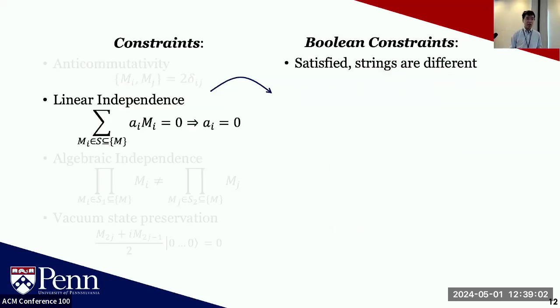Second, we see that all the Pauli strings must be linearly independent. And the Pauli strings are linearly independent as long as they are different. And since they anti-commute, they must be different. And this constraint is always satisfied, so we don't need to worry about it.